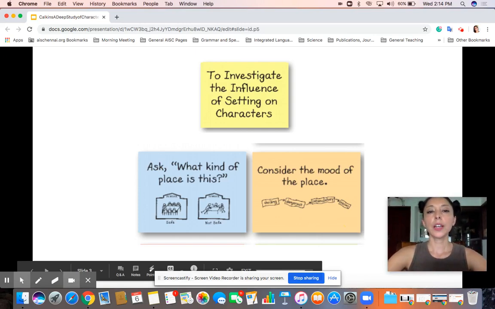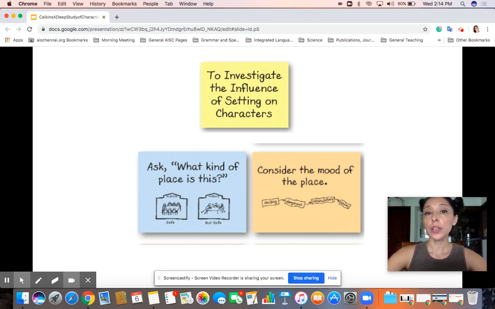Hello, readers. Last week, you began to learn about and explore mood. You explored the mood of the setting in your novels. To do this, you used the strategy asking yourself, what kind of place is this? And if it's a normal or usual setting, like a school or a house, you can ask yourself, what kind of house is this? What kind of school is this? This strategy will help you think about the setting and consider the mood of the place.